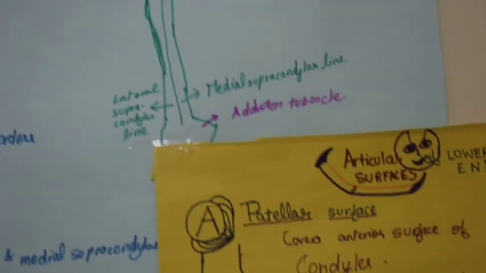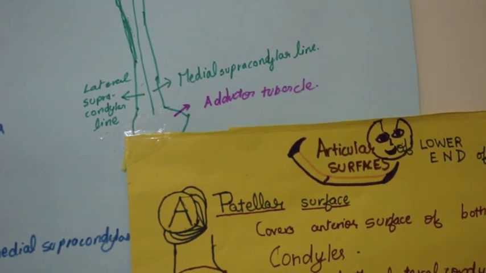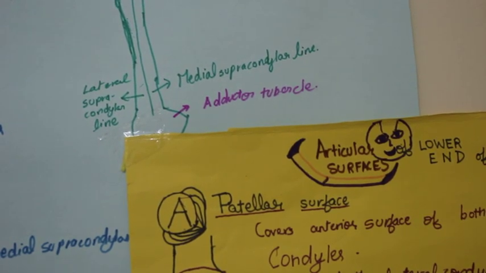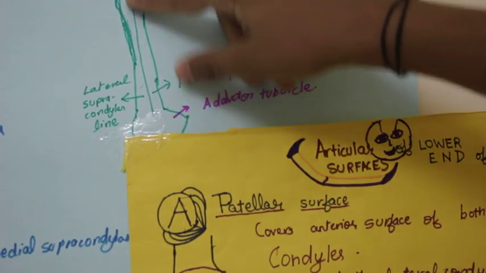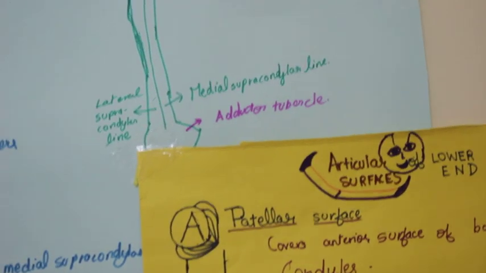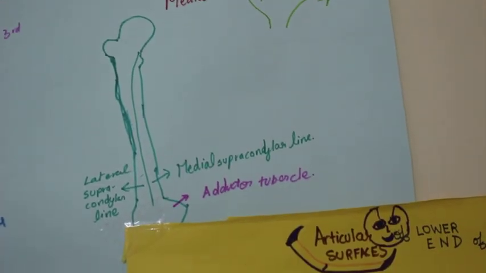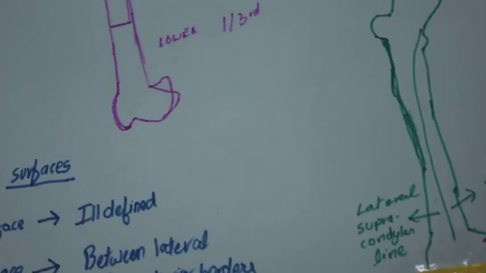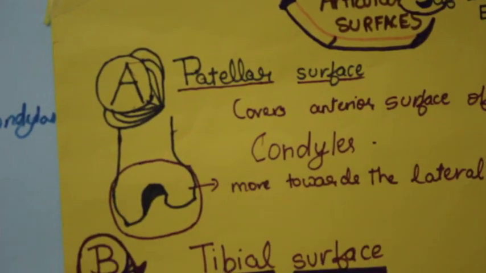Abhigya, what is linea aspera? The linea aspera is a tough ridge in the center, a long tough ridge. So what are condyles, Abhigya? Condyles are there in the lower end, and those are the ones here. Okay. So listen to me clearly. I'm going to ask you some other questions now.